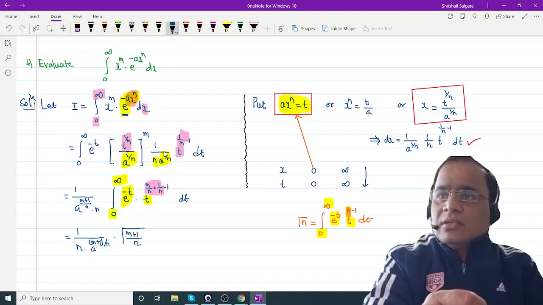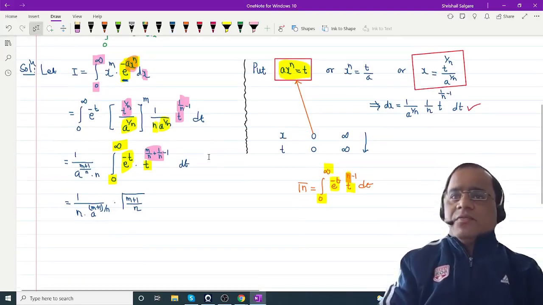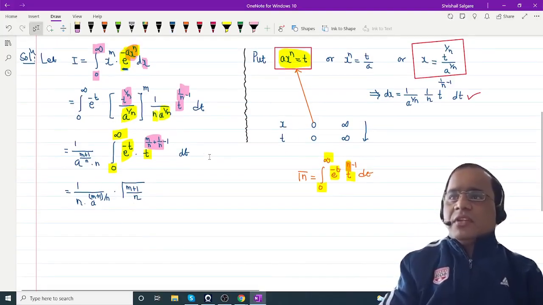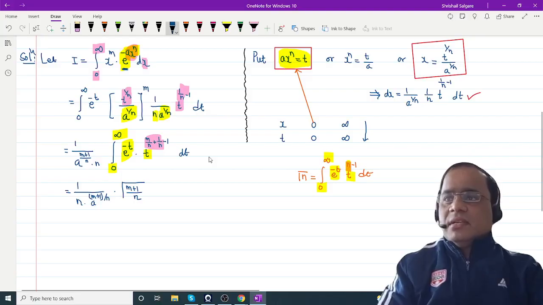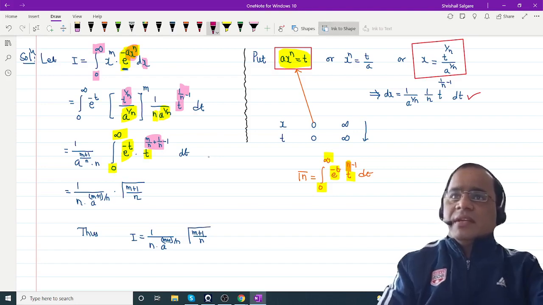Yes, that together you can write as (m+1)/n. Further, if the particular values are given, you can simplify that answer. Otherwise, here I will consider the evaluation of the integral as 1/n times a to the power (m+1)/n times gamma of (m+1)/n. So that is your required answer.